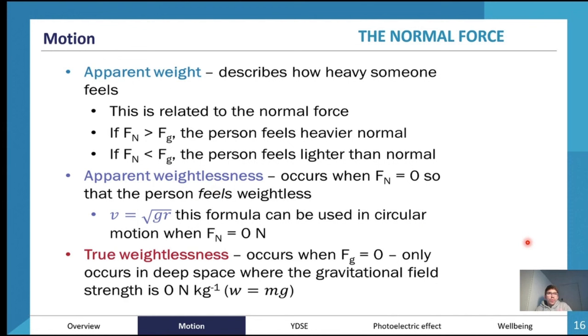So apparent weight, like apparent for a moment, for a short period of time, we feel heavier than we should feel, and then for another short period of time we feel lighter than we should feel, for example at the top of the circle. Why? Because the normal force is less at the top, or the normal force is greater at the bottom. That's how our perception of our weight changes.